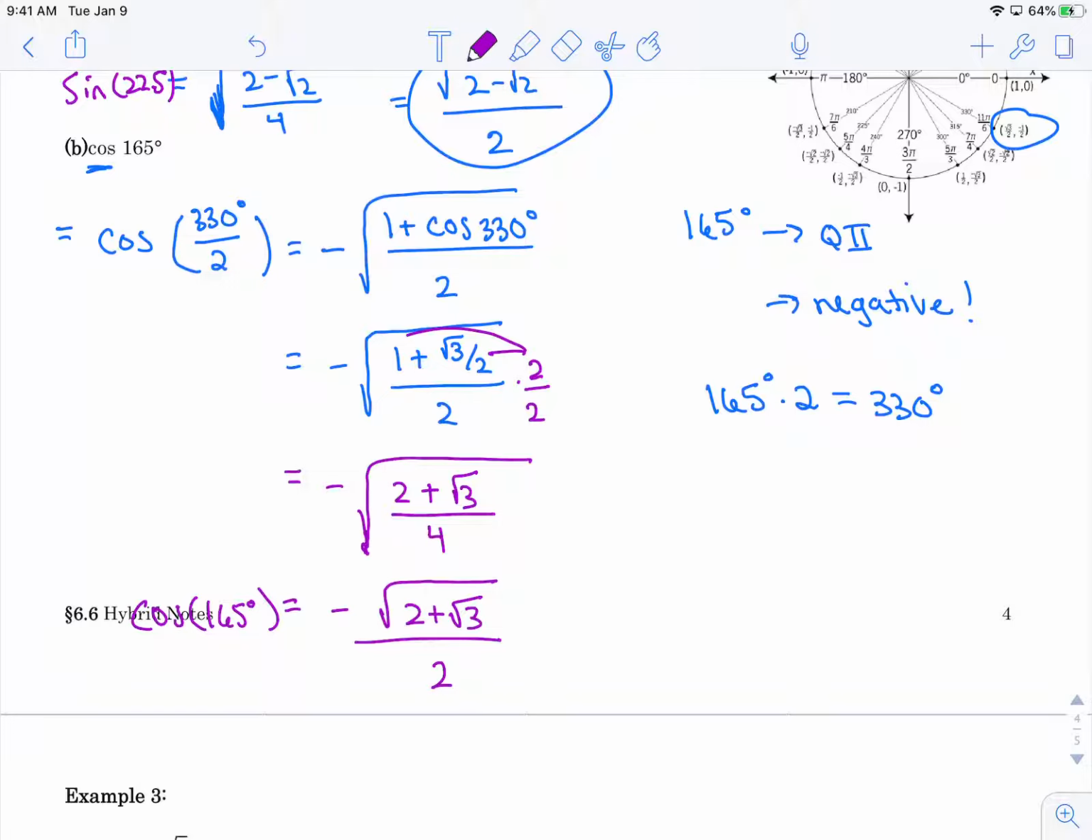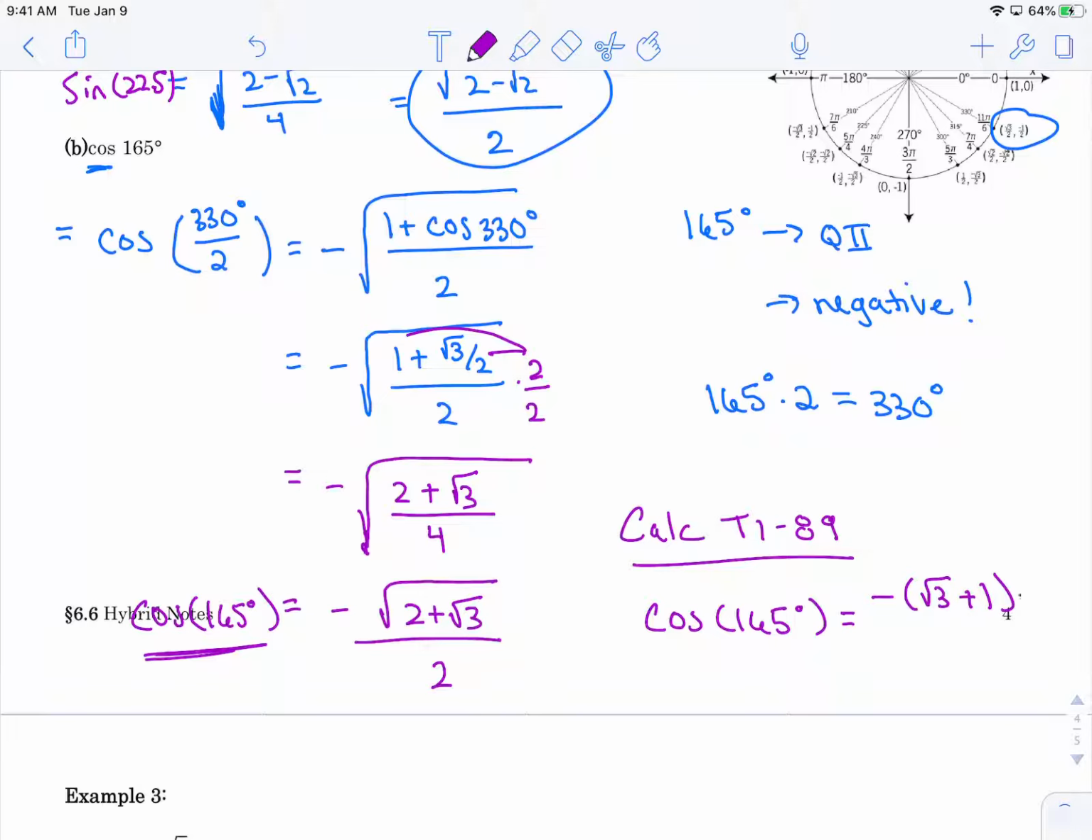Now, back in the day, we required you to use TI-89s, and it would give you the exact. And so on your calculator, on a TI-89, if I put in cosine of 165 degrees, it would give me negative root 3 plus 1 times root 2 over 4.